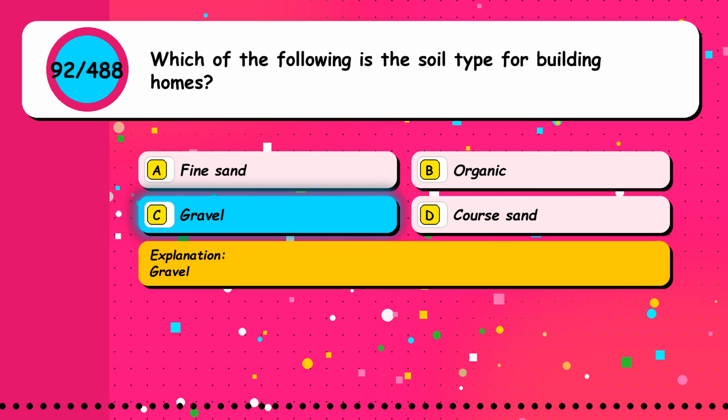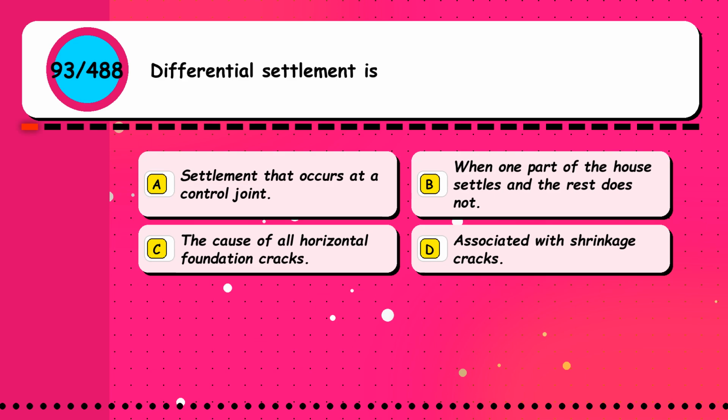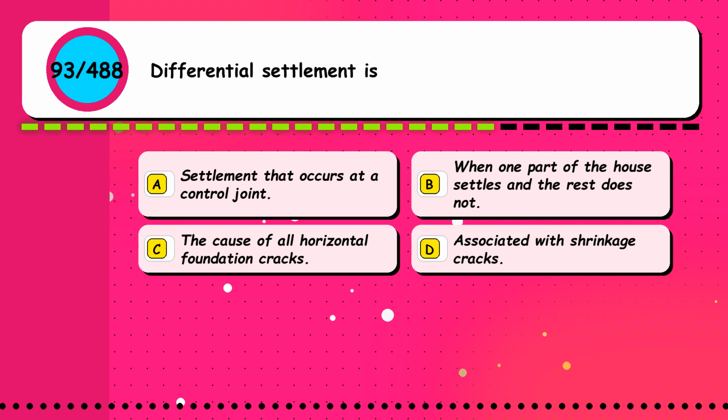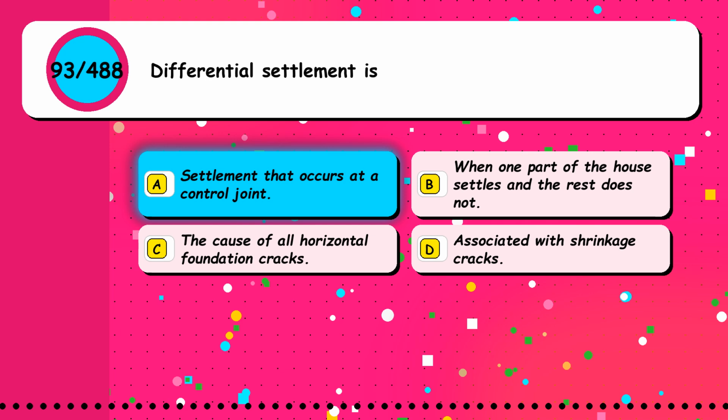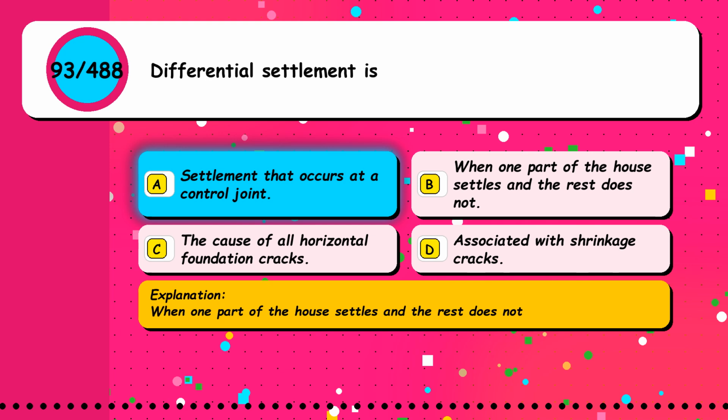Question 93. Differential settlement is: Option A, settlement that occurs at a control joint. Option B, when one part of the house settles and the rest does not. Option C, the cause of all horizontal foundation cracks. Option D, associated with shrinkage cracks. The correct answer is option A, settlement that occurs at a control joint.